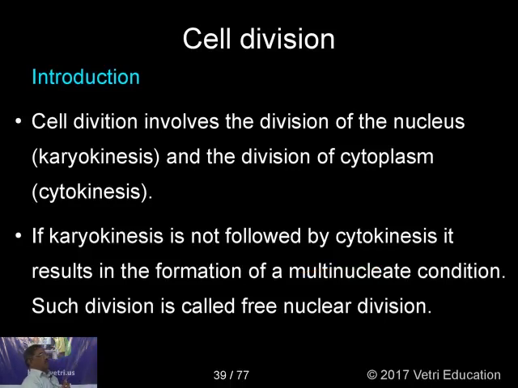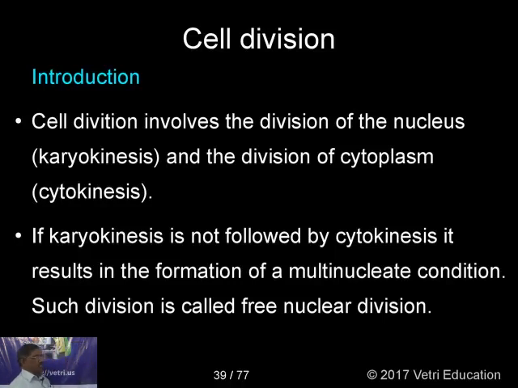Cell division involves the division of the nucleus and division of cytoplasm. In cell division, first comes the nuclear division, where the nucleus becomes 2 or 4, whatever it may be, and then between the daughter nuclei, separation of cell walls takes place. That is called cytoplasm division. This division of the nucleus is karyokinesis. Division of cytoplasm is cytokinesis.